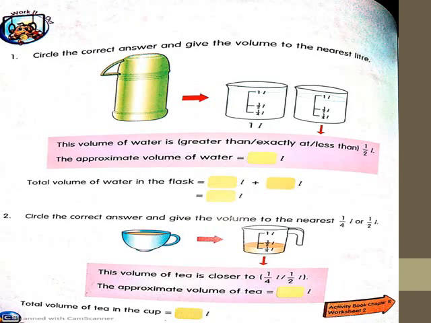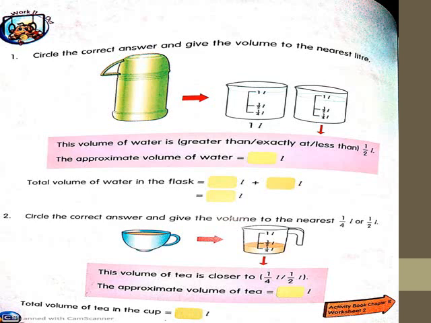Now we are on a skill exercise, and here we have mixed questions. They are asking about the volume to the nearest liter first. So we have this thermos, and when you put this thermos into the beaker, the first one has 1 liter of water, and you can see a light shadow representing water here.